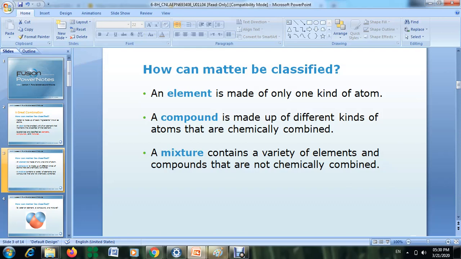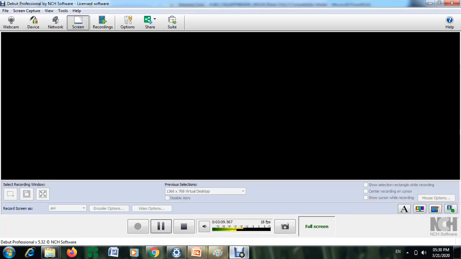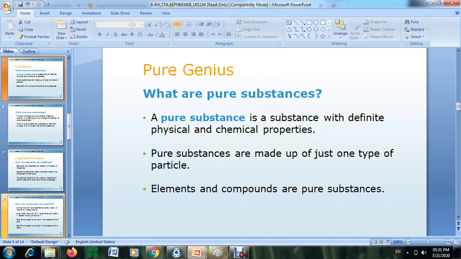Look at the difference. Compounds are chemically combined together. But what about mixtures? They are not chemically combined together. So these points are very important, because when we're talking about these substances, they might be pure or impure.